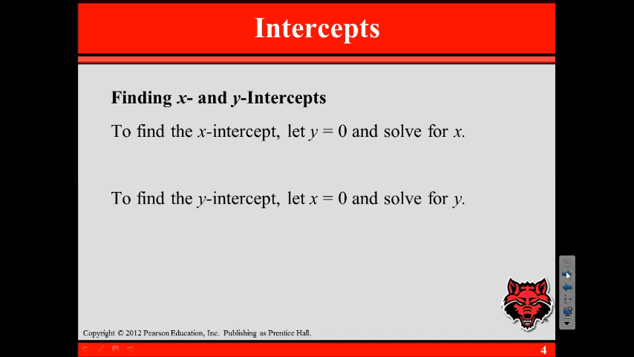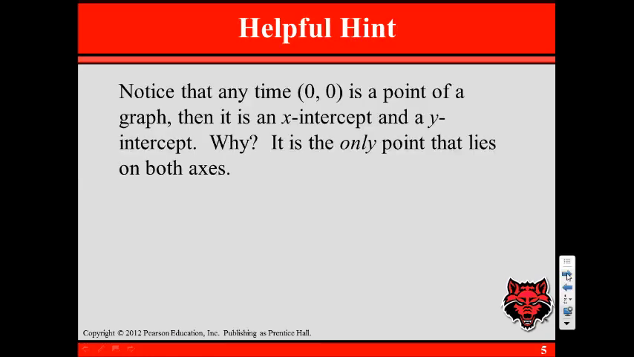Here's the process for finding x and y-intercepts. To find the x-intercept, let y equal 0 and solve for x. To find the y-intercept, let x equal 0 and solve for y. It is possible at any time for (0, 0) to be a point on the graph. In this case, we would say (0, 0) is an x-intercept and a y-intercept because this is the only point that actually lies on both axes. This is the origin where both axes intersect.